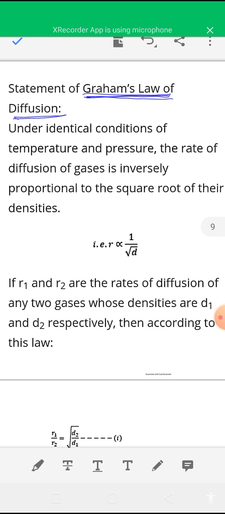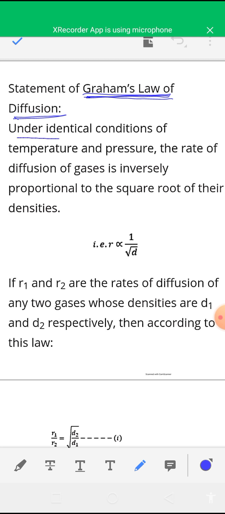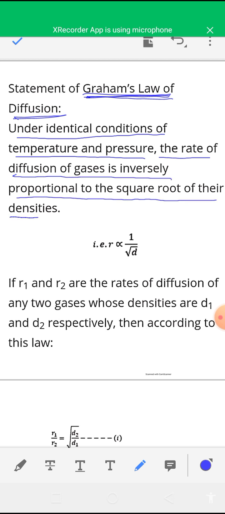Okay, so first see Graham's law of diffusion. You know what is diffusion? Diffusion is the intermixing of two or more gases, known as diffusion. And according to Graham's law of diffusion, under identical conditions of temperature and pressure, the rate of diffusion of gases is inversely proportional to the square root of their densities.